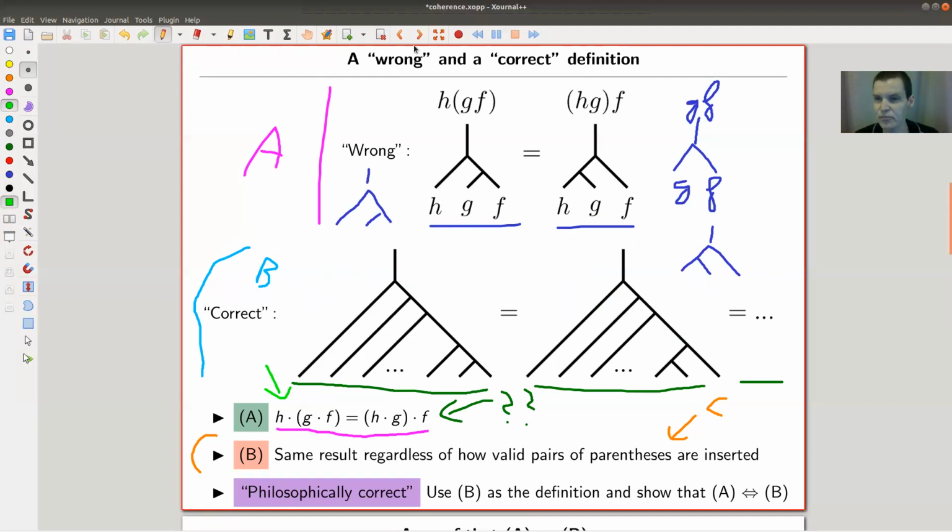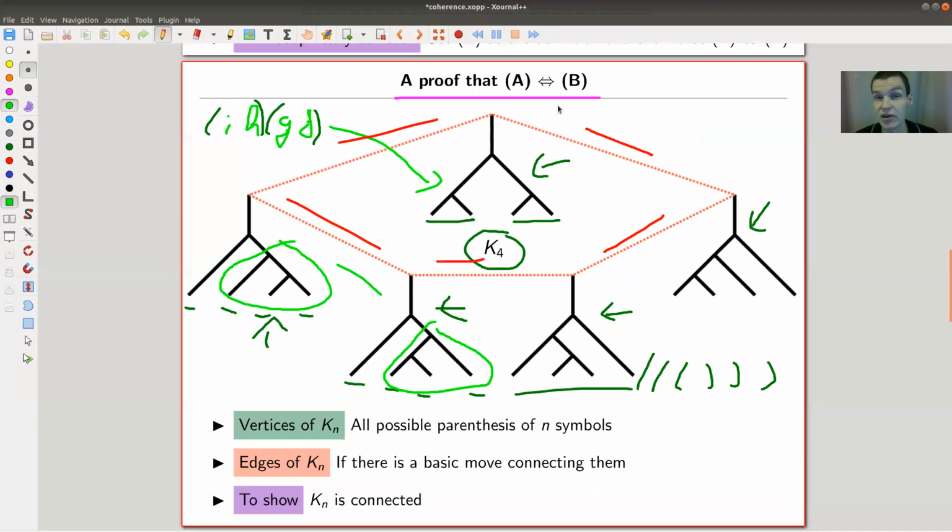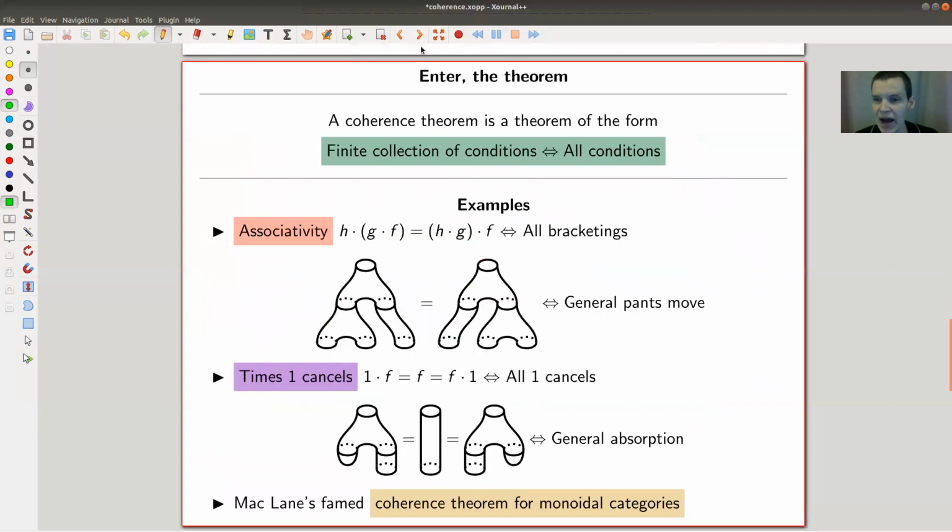But in some sense it doesn't matter, because you can show that it's equivalent to the correct form of the definition. And that's what a coherent theorem is all about. A coherent theorem is a theorem of the form: a finite collection of conditions, in my example just one, implies all types of conditions you can imagine. The main example is associativity. What I had before is this little thing here implies all bracketings.